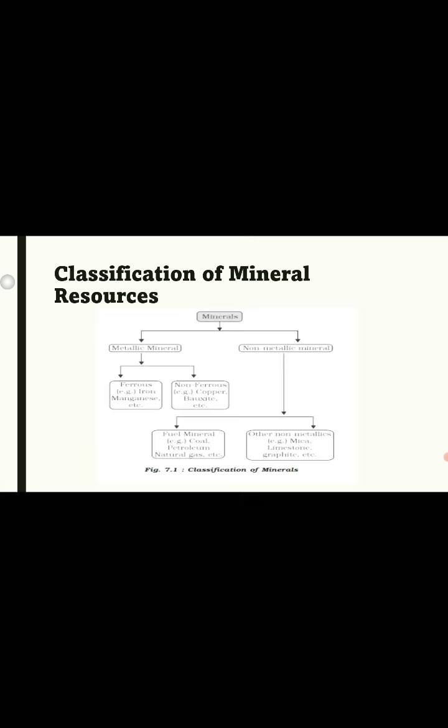See this chart. In this, we can clearly see the classification of mineral resources. Minerals are divided into two parts, metallic and non-metallic. Metallic minerals are further divided into two parts, that is ferrous minerals and non-ferrous minerals. Ferrous minerals contain iron, and examples are iron, manganese, etc.